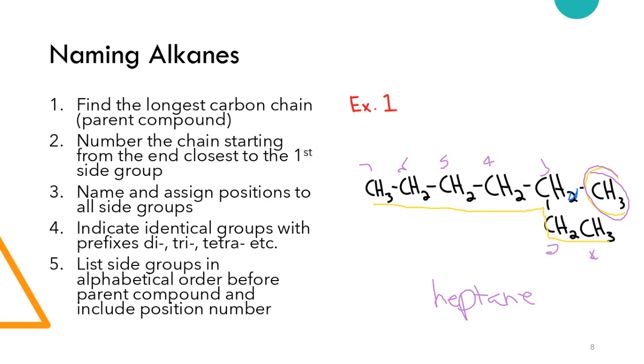Okay, but I have a methyl group right here, and it's on carbon 3. And there's just one, so I don't need any prefixes. So it's going to be 3-methylheptane, right? We feel good about that? Okay.